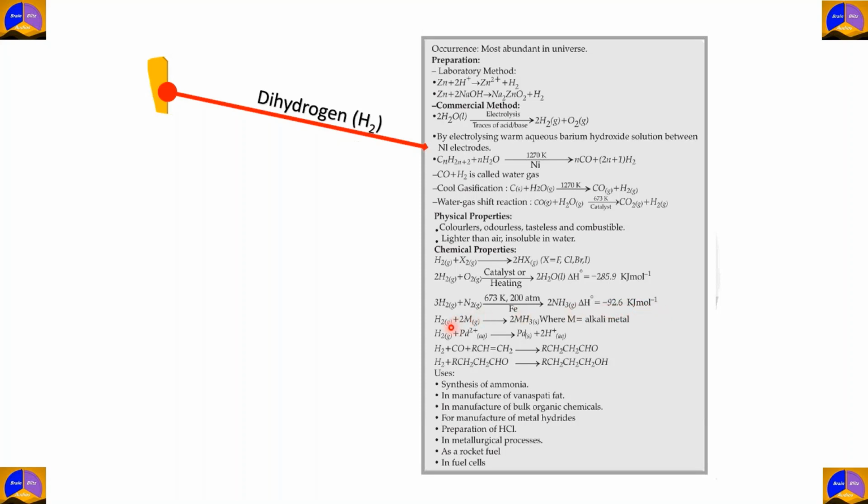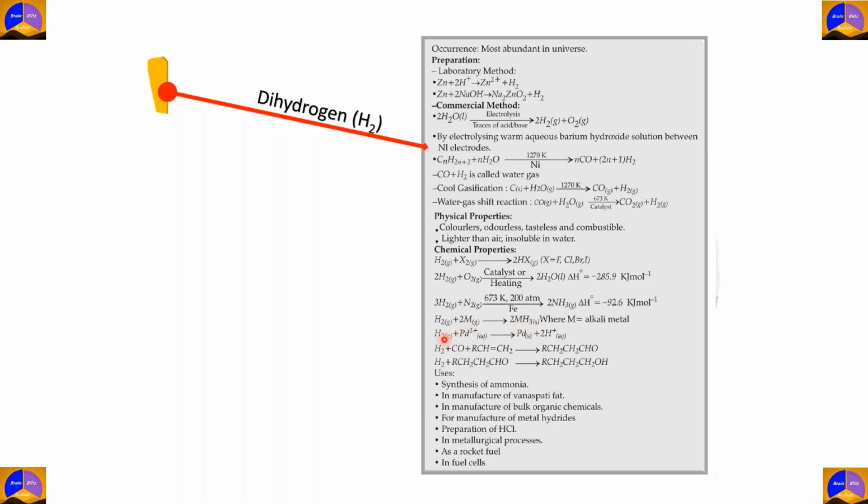The next reaction is the reaction of dihydrogen with alkali metals. So H2 plus 2M gives 2MH. So M can be any alkali metal such as sodium, potassium, etc. So when we react dihydrogen with an alkali metal, we form its hydride.